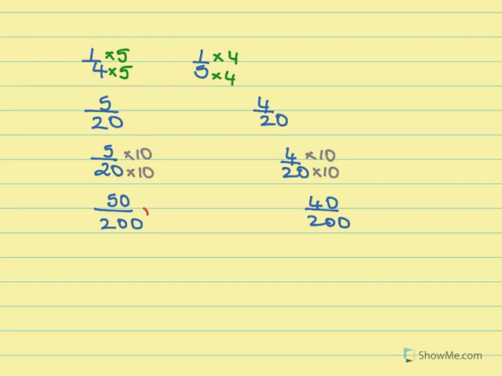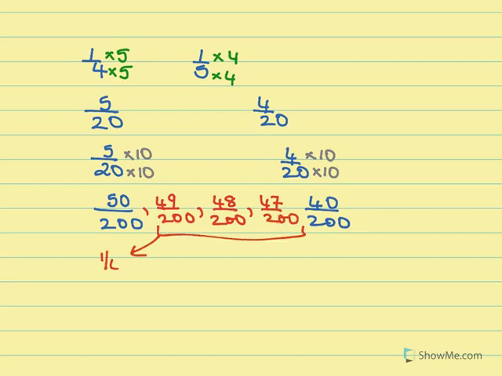Now don't write 51 here. Remember it is from 40 to 50. So it will be 49 over 200, 48 over 200, 47 over 200. All these numbers will lie between 1 by 4 and 1 by 5.